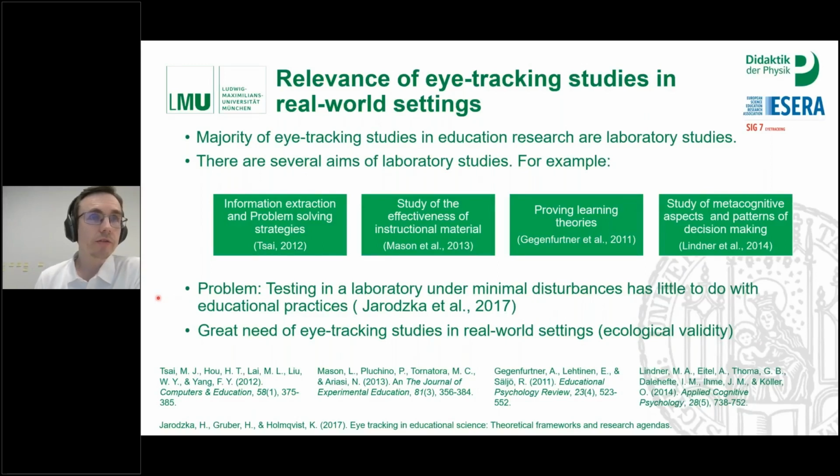The problem here, however, is always the question of how much these results translate to a classroom setting under real conditions, where you do not have these minimal disturbances. Are they still valid? How does it work in actual educational practice? So there is a great need for eye-tracking studies in real settings. The question is, how do we do that?